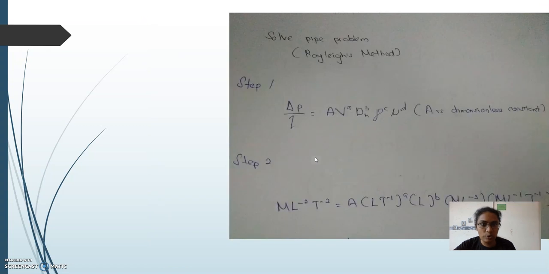So let's see how we are going to solve it. In step 1, we write down the pipe problem equation, where delta P per L is A V^a, D_H^b, rho^c, and mu^d. A is a dimensionless constant. For step 2, we substitute back the dimensional symbols.